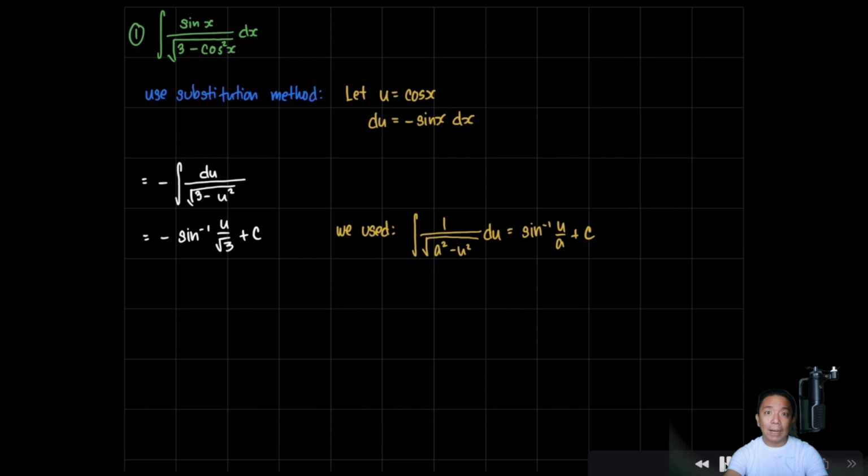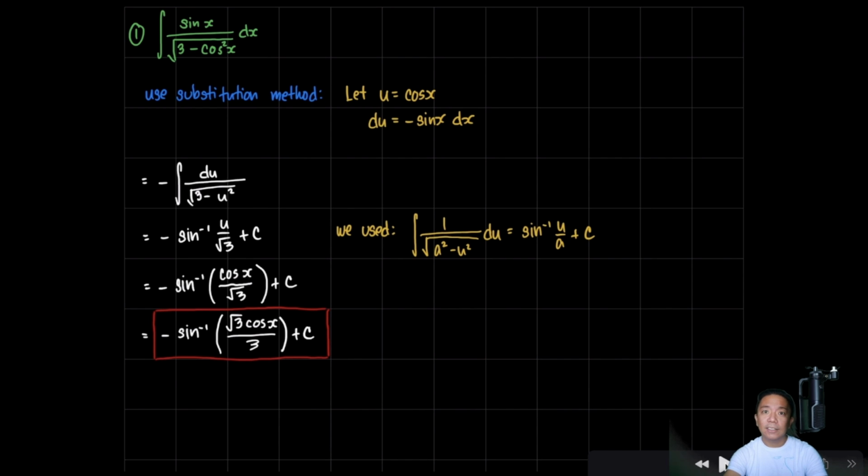And then we'll just back substitute si u pabalik kay cosine x. So this is equal to arcsine of cosine x over square root of 3 plus c. Rationalizing na lang dito for the final answer. Okay? So let's move on to the next item.